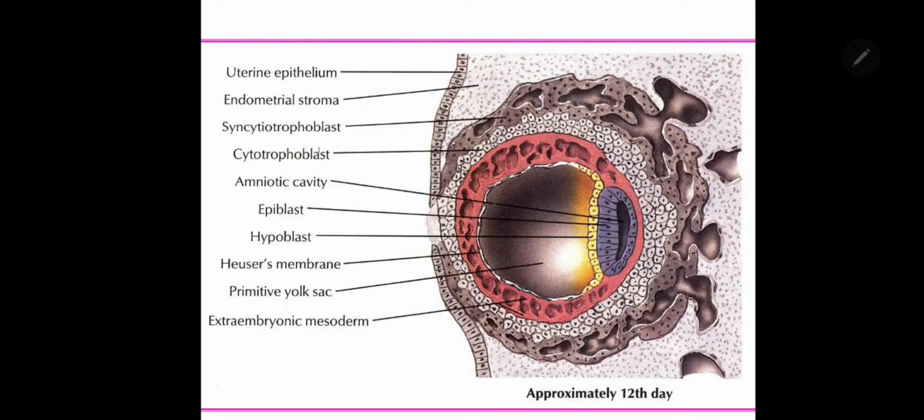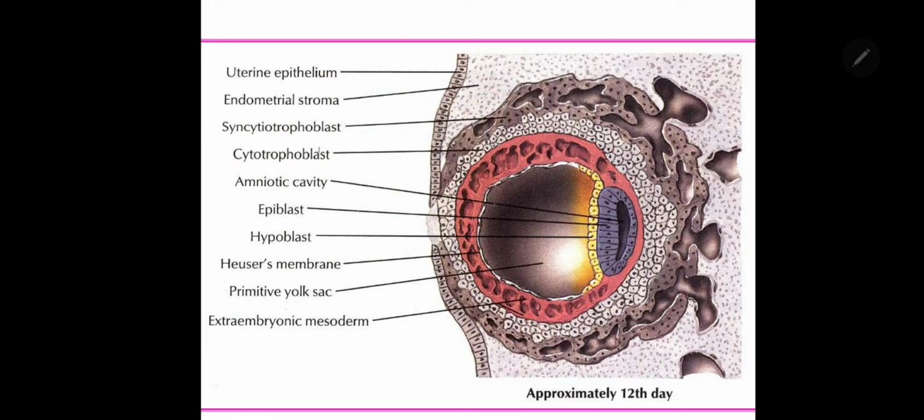What is this folding of the embryo? As you all know, during the first week after fertilization there will be formation of the zygote, cleavage, and formation of the blastocyst, followed by implantation in the second week, and there will be formation of an inner cell mass and an outer peripheral layer called the trophoblast.